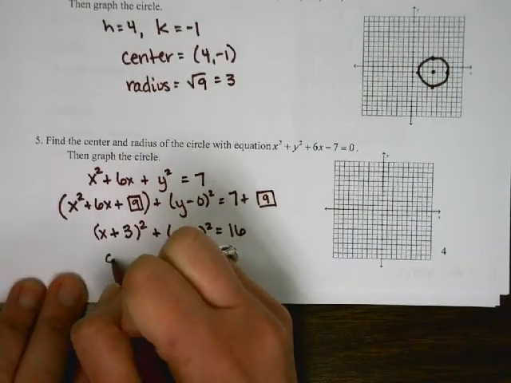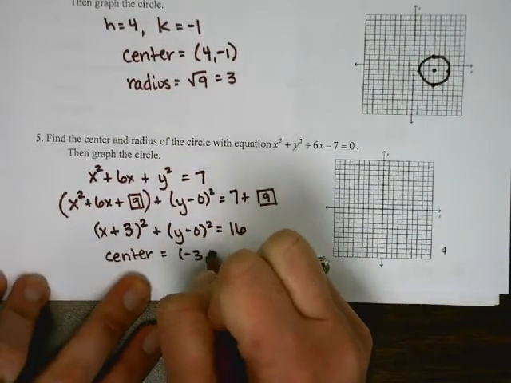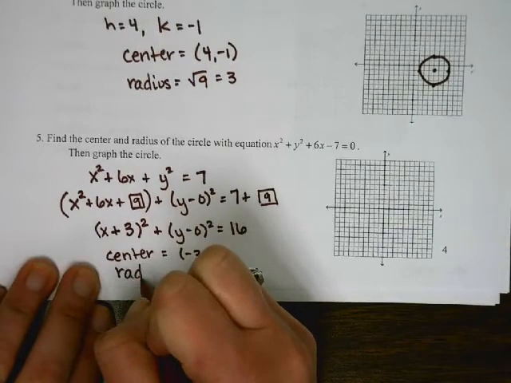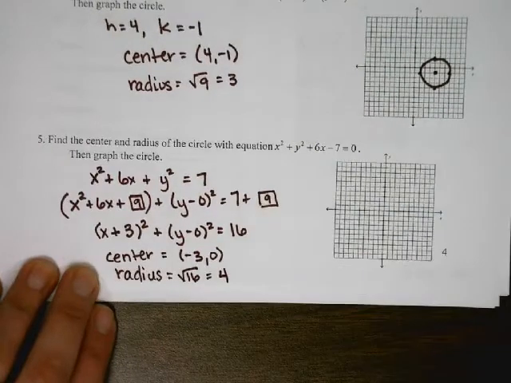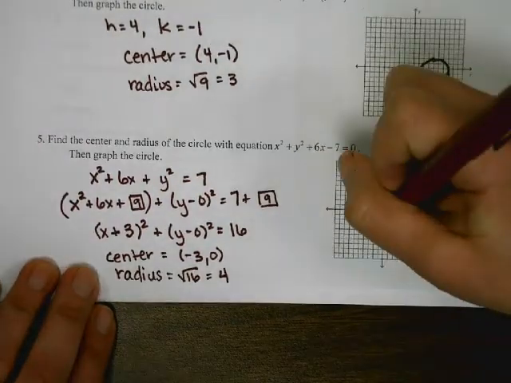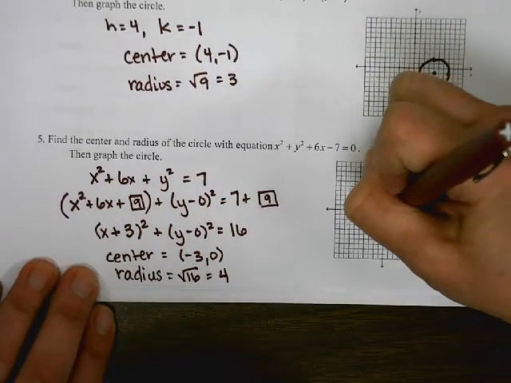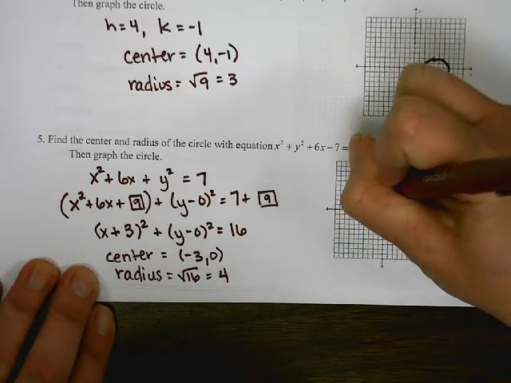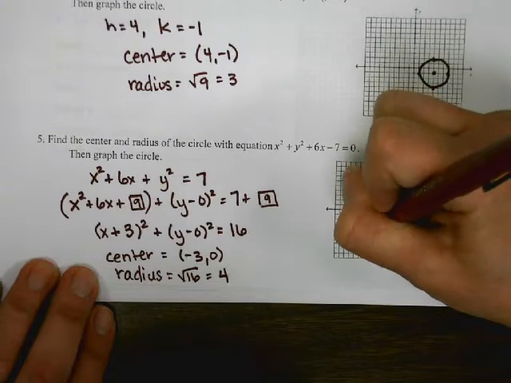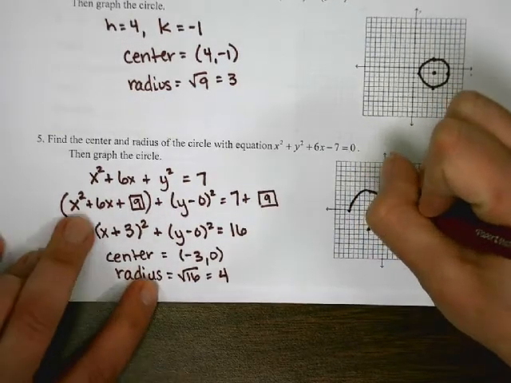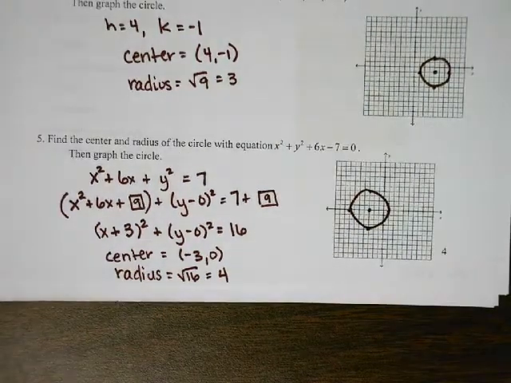Okay, now I can look at this guy and say, alright, my center is now at negative 3, 0. And my radius is the square root of 16, or 4. Alright, let's graph that. Negative 3, 0. 1, 2, 3. And I'm going to go 4 in every direction. 1, 2, 3, 4. Connect the dots in a circular motion.